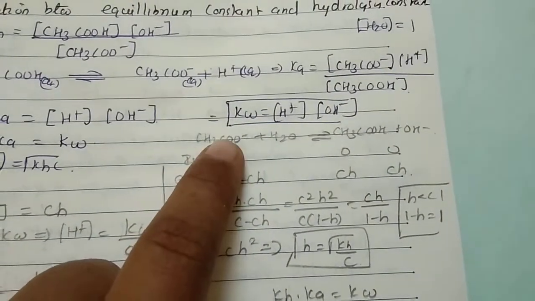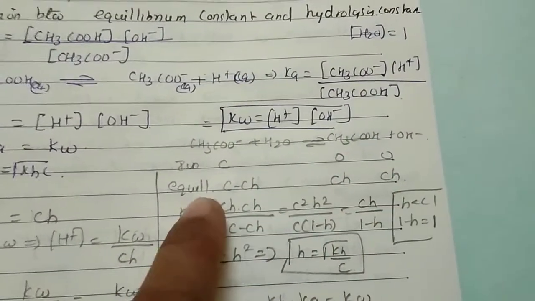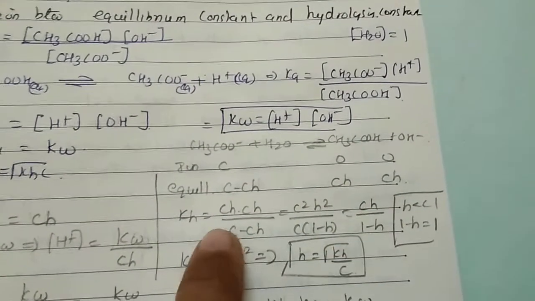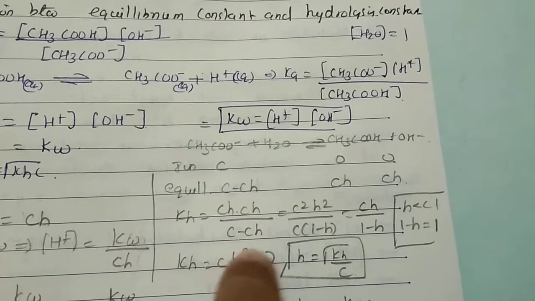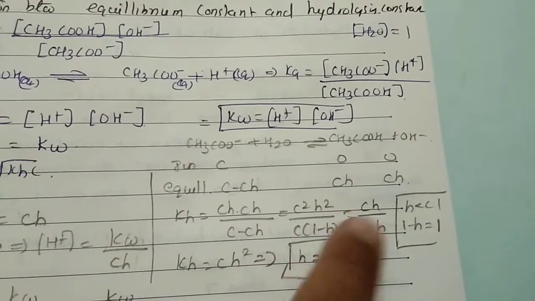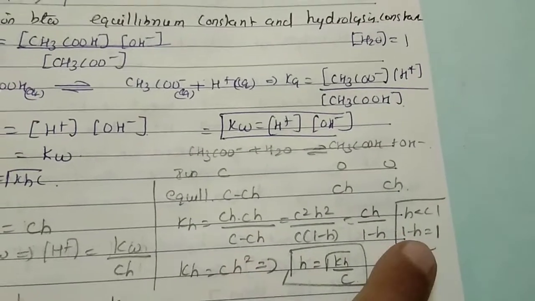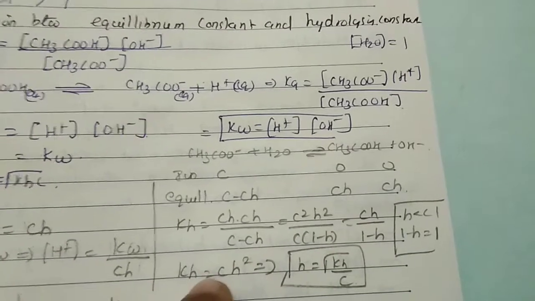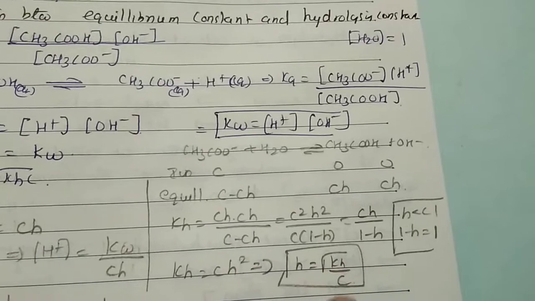The initial concentration of CH3COO minus is taken as C. The products are 0, 0 initially. At equilibrium, it is C minus Ch, Ch, Ch. KH equals Ch times Ch divided by C minus Ch. On simplification, since 1 minus h is approximately 1, we get KH equal to Ch square. Then h equals root of KH by C.